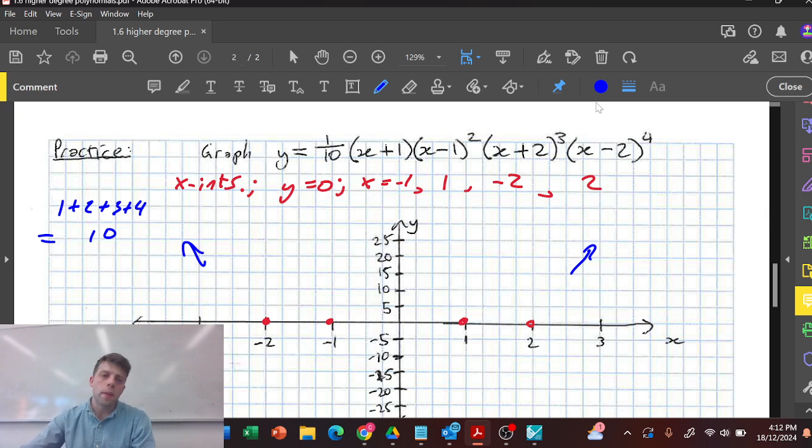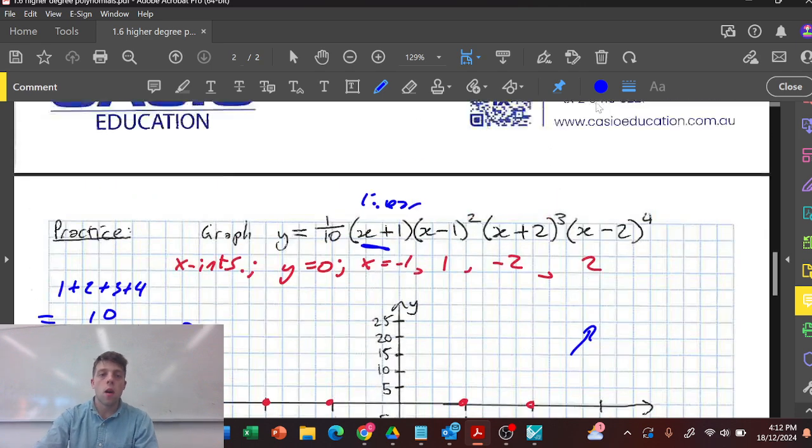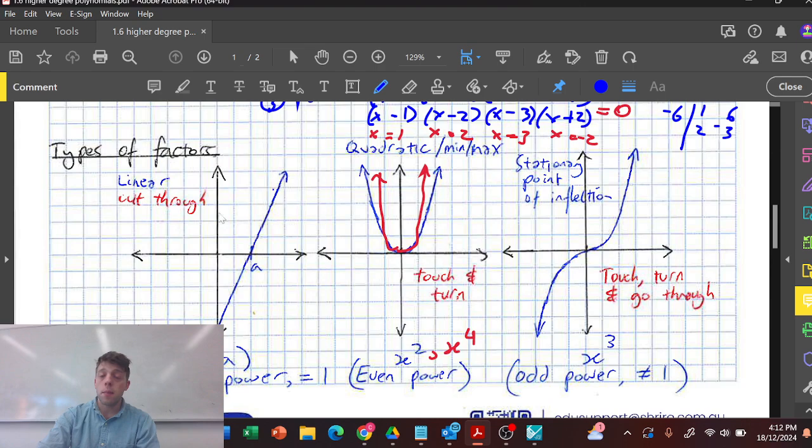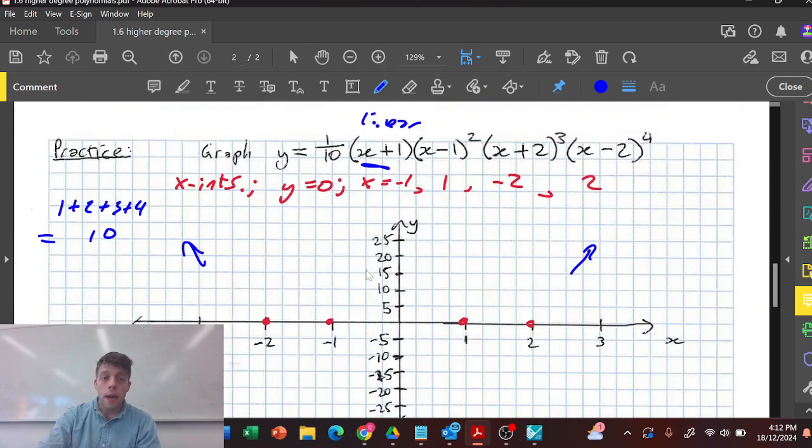Okay, what else do we know about this? Well, this here is a linear factor, right? So that's linear. What does that mean? Well, as we saw up here, that means it's going to be a cut-through type factor. So at negative 1, we're going to have a line that goes straight through, and we're not really sure if it's going to go straight through like that or like that. It's not completely clear yet. I'll just leave it like this for now, and we'll fill it in later. So it's going to be going straight through.